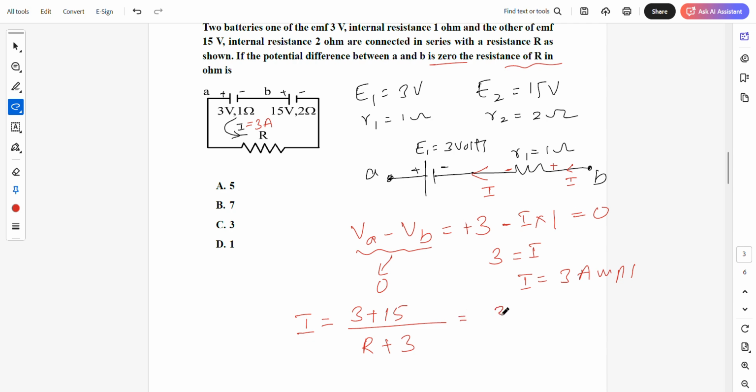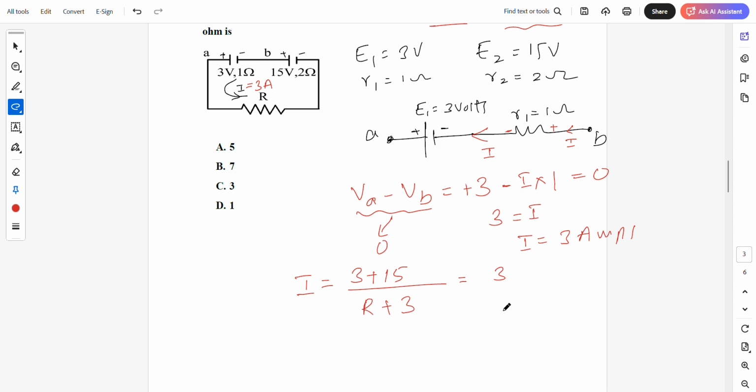I is equal to how much we got? 3 amperes. Right. Now from here we can calculate easily capital R. 3 plus 15 is how much? 18 is equal to 3 into R plus 3. That is, R plus 3 is equal to 6. R is equal to 6 minus 3, how much? 3 ohm is the right answer. R is 3 ohm is the right answer.